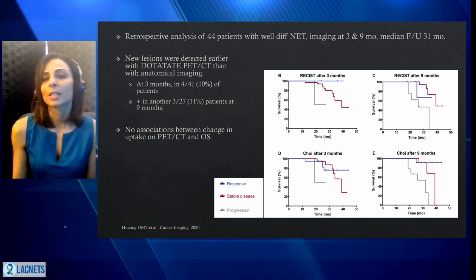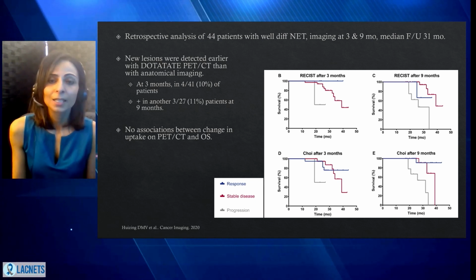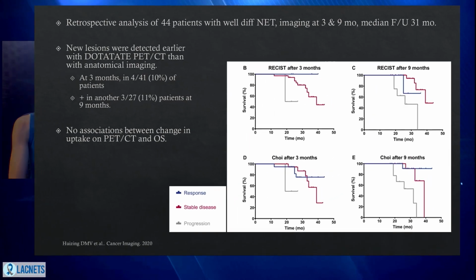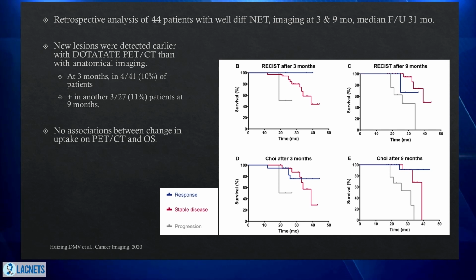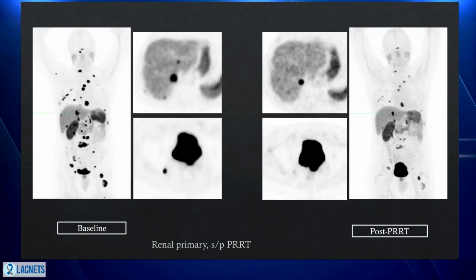And this is one of the studies that also addressed that. And so here they followed patients with somatostatin receptor PET after treatment. So what they were able to see here is that dotatate PET detected progression earlier than CT and MRI because it's more sensitive. So when there were new lesions, some of these new lesions were seen earlier on dotatate PET. However, they showed that there was no association between the change in SUV values and the response to treatment. So this is a very important point.